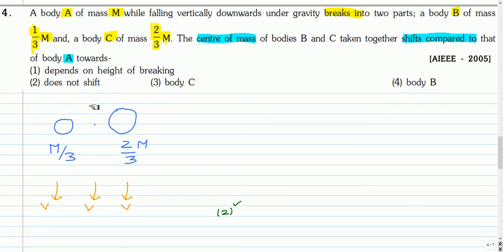So initially a body of mass m breaks into two parts, m/3 and 2/3 of m. Since there is no external force other than gravity, both of these masses will fall down with the same velocity. They are under the influence of the same acceleration and the initial velocities are the same. So both of them will have the same velocity, and since both of them are moving with the same velocity, the center of mass will also move with the same velocity. So the center of mass will not shift with respect to these two bodies. So the correct option is option 2.